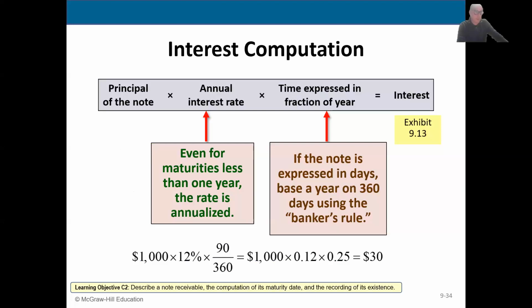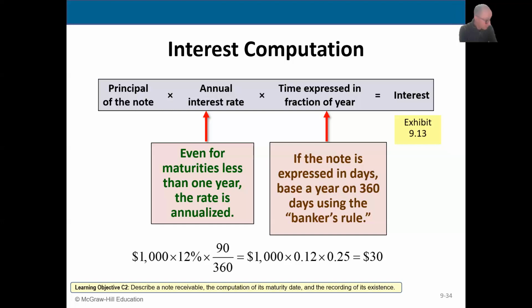Now, what about interest? The interest compounds. You've heard this before. But to keep things simple, I'm going to show you how to compute the interest rate. We take the principal balance. The principal is what we call the face value. In this case, it's $1,000. Times the annual interest rate, 12%. Times time. Time is the number of days, right? It's a 90-day loan. So we take 90 divided by 360.